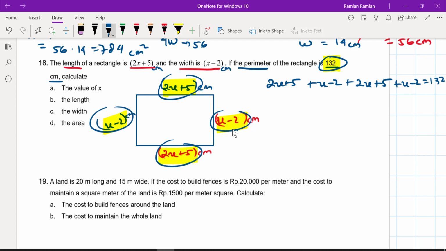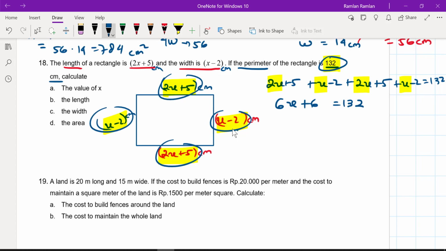Okay, so simplify the equation, and here we have 2x plus x plus 2x plus x. They'll be 6x, right? And then we have plus 5 minus 2 plus 5 minus 2, they'll be the same thing. 10 minus 4, it'll be 6, yeah. They'll be plus 6 equals 132.